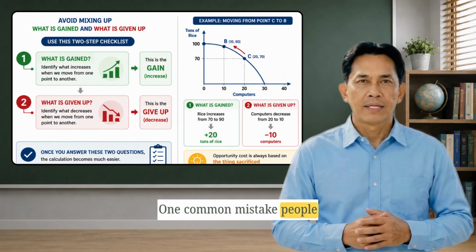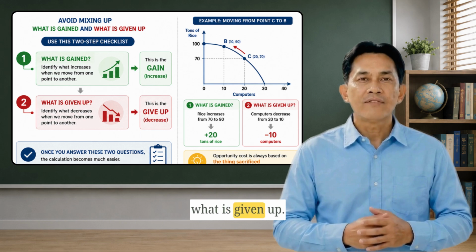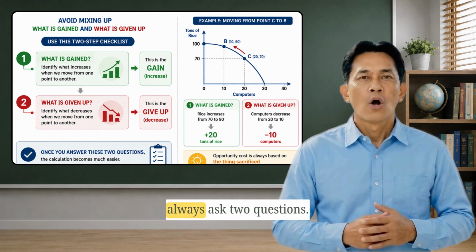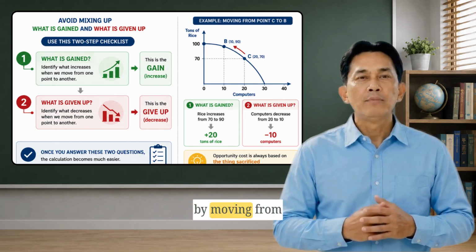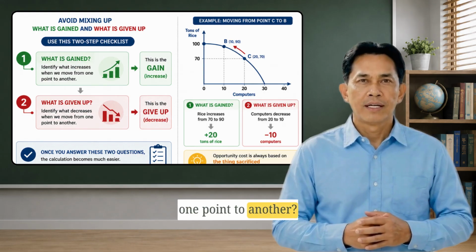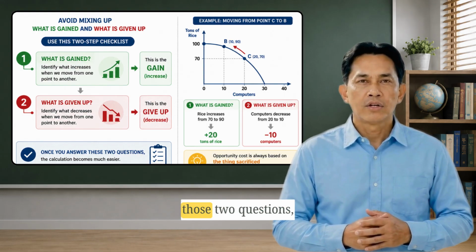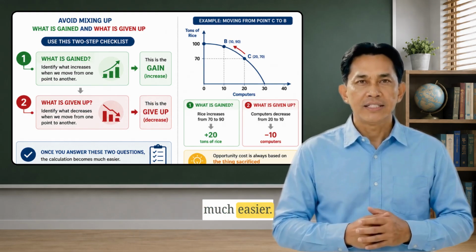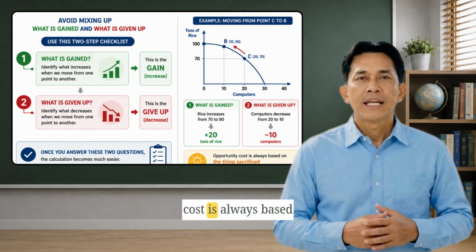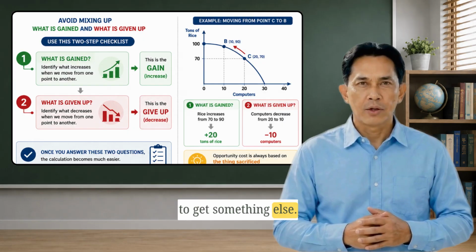One common mistake people make is mixing up what is gained and what is given up. To avoid this, always ask 2 questions. First, what did we gain by moving from one point to another? Second, what did we give up? Once you answer those 2 questions, the calculation becomes much easier. Opportunity cost is always based on the thing sacrificed to get something else.